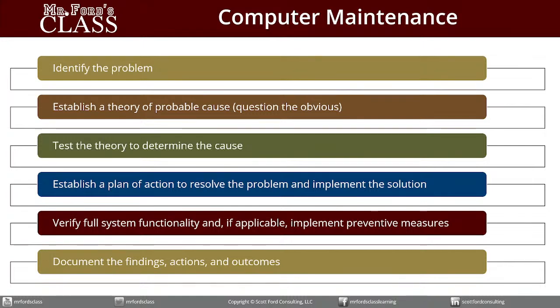So now we test the theory to determine the cause. Well, there are tools we can use to, for example, test power supplies. We can see if they're putting out the right amount of power. If we don't have that, we can actually swap out a known good power supply to see if that solves the problem. So, test the theory, then establish a plan of action to resolve the problem and implement the solution.